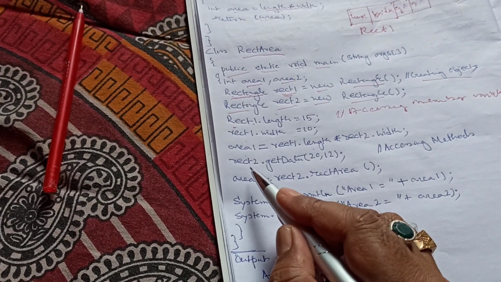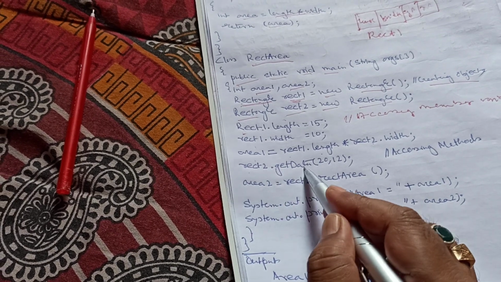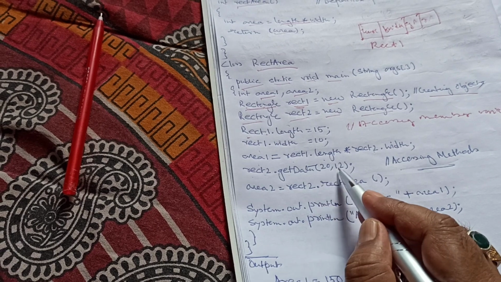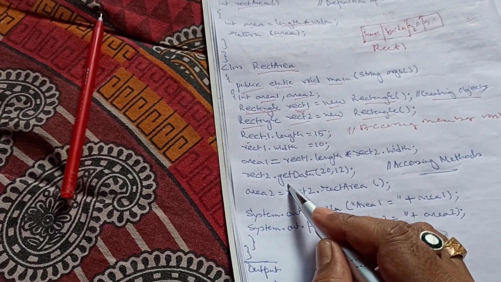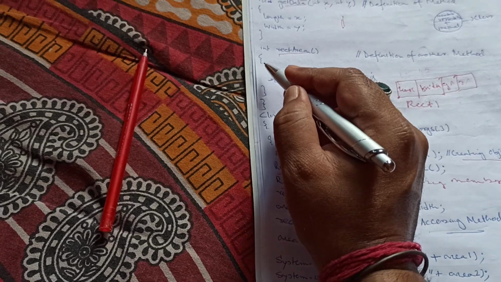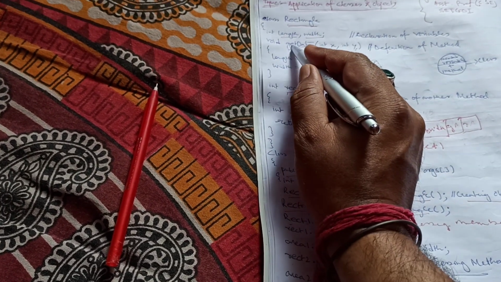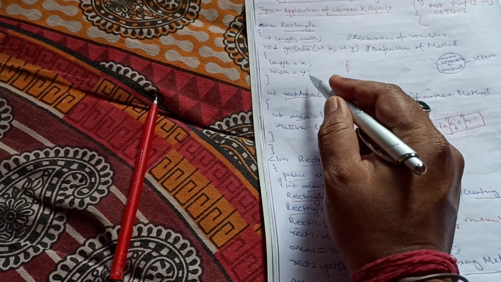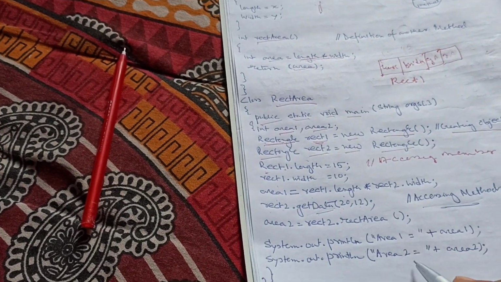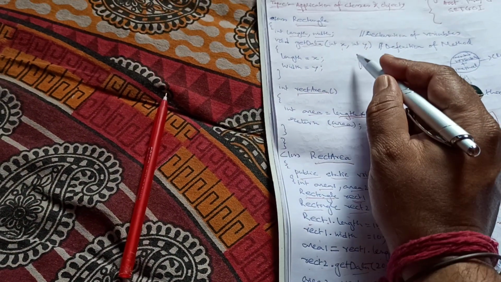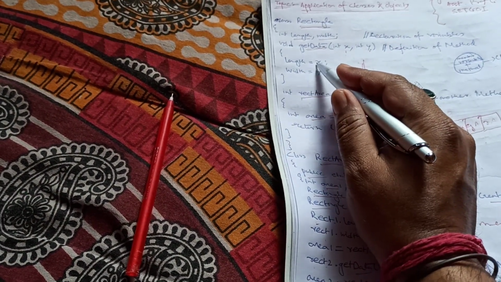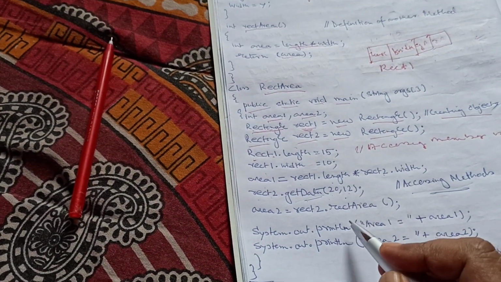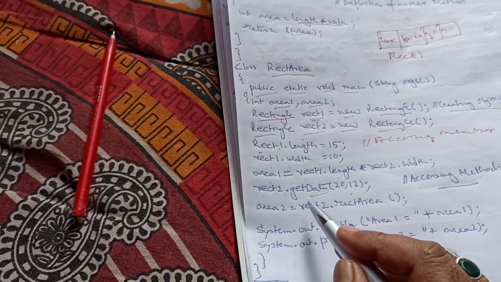Now the next portion, rect2.getData. Here we are accessing methods. rect2.getData(20,12). When we call this method getData, it will call this getData method, and what will be passed? 20 will be passed as x and 12 will be passed as y. So the value of length will be 20 and width will be 12. This will be assigned as length and breadth.